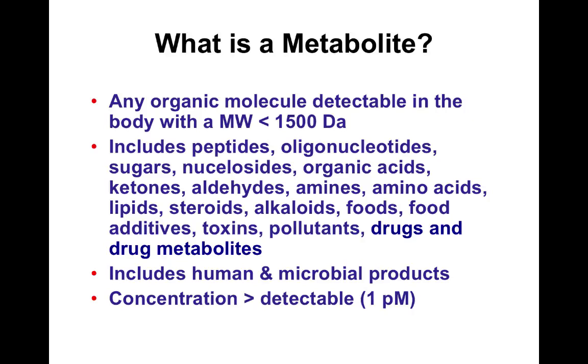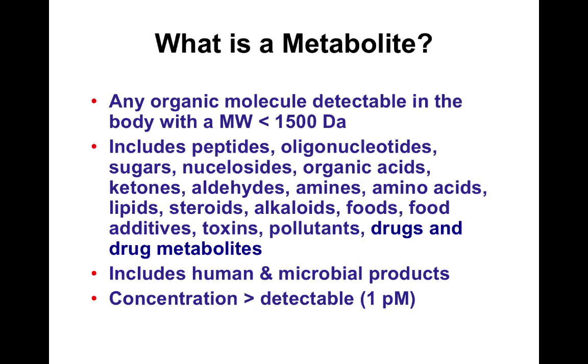But there's a lot of other things that we also need to include. There's particular things from food. This could include plant alkaloids, food additives. It could include things you're not supposed to eat, like toxins, pollutants. It also includes the drug or drugome and the drug metabolites. And as many of you are also studying the microbiome, it also includes a lot of microbial products that are produced by your gut or by other places where bacteria grow.